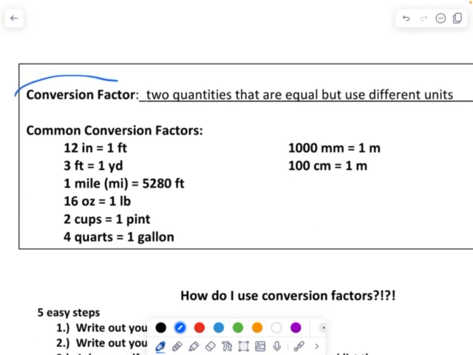Now, the next part of the lesson talks about conversion factors. Okay, two quantities that are equal but use different units. So these are common conversion factors, and there are some that you may know, right? 12 inches in a foot, 3 feet in a yard, okay? So these are conversion factors, again, that you would find.